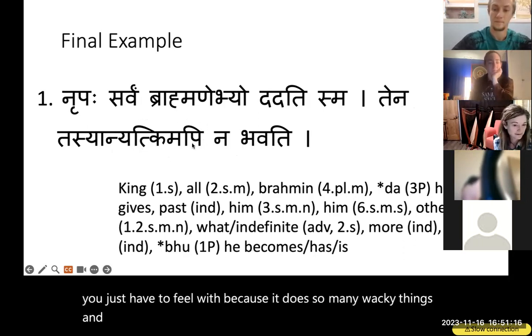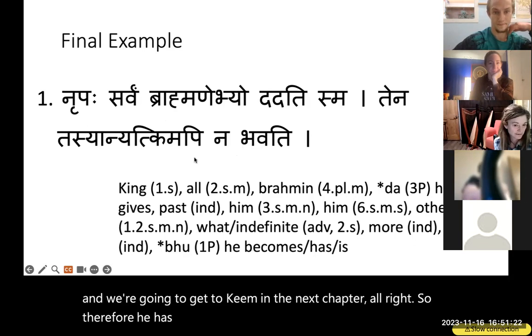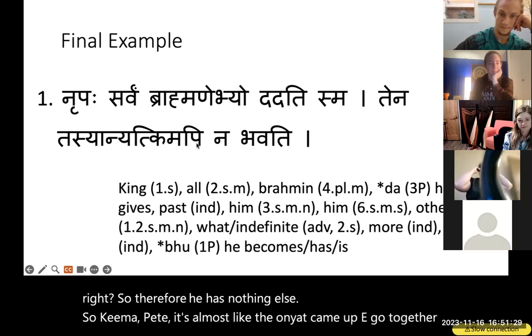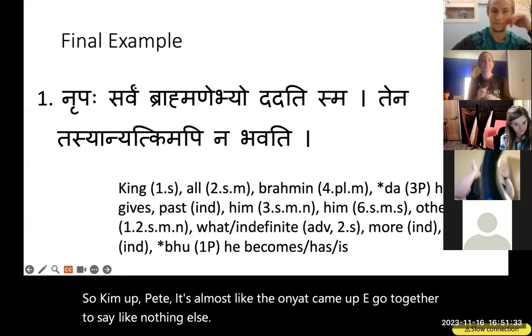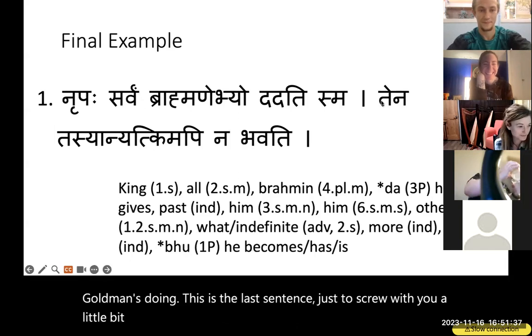And we're going to get to kim in the next chapter. All right. So therefore, he has nothing else. So the anyat and kimapi almost go together to say nothing else. Okay. Goldman's doing this as the last sentence just to screw with you a little bit. All right. Let me hear you give it a shot.